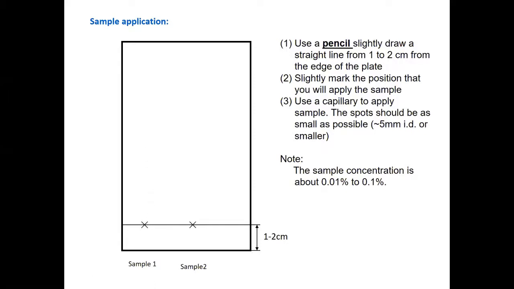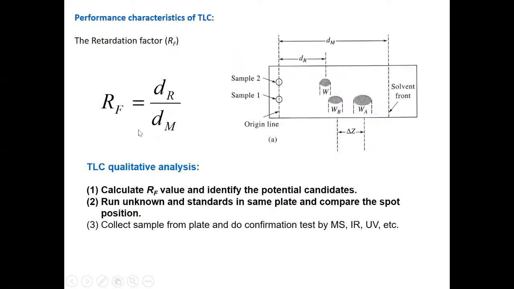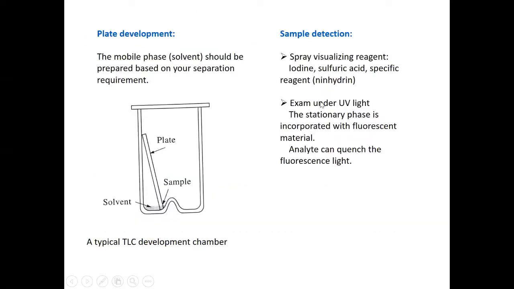Because of the different affinities of the analyte to the paper and to the solvent, they are going to travel at different speeds. So over a certain time, you are going to find that they show up at different places, somewhat like here. After you develop, we call it the plate development, after that is run, finally you are going to do the sample detection. Basically, you are going to visualize where the spot is.